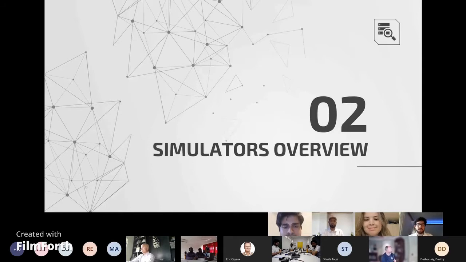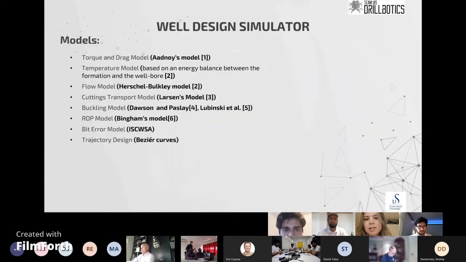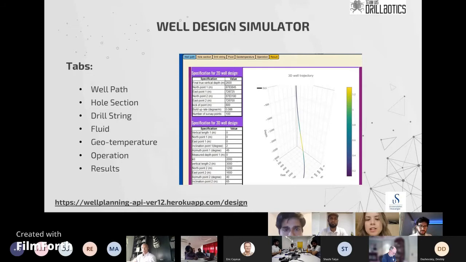So let's start with the simulation overview. Yes, so I'll be talking about both our simulators, the well design simulator and the real-time drilling simulator. So for the well design simulator, we have developed a user-friendly simulator for drilling difficult wells.